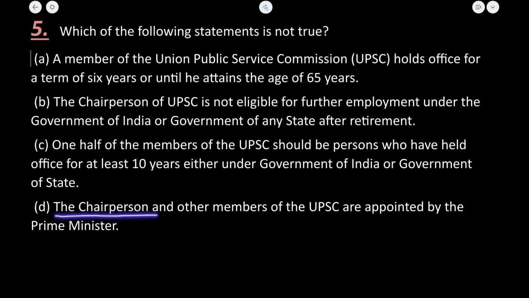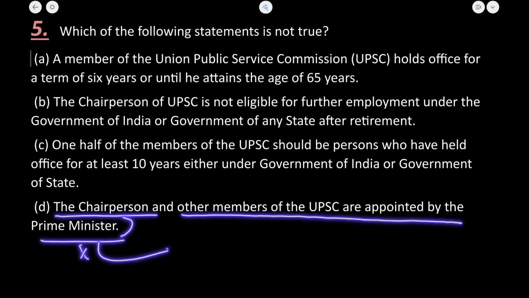The chairperson and the other members of UPSC are appointed by the Prime Minister. No, these are not appointed by the Prime Minister but by the President of our country. So D is the not correct statement here.